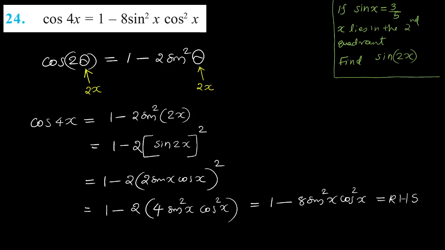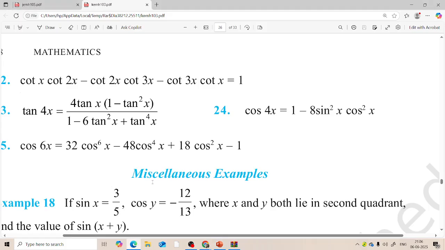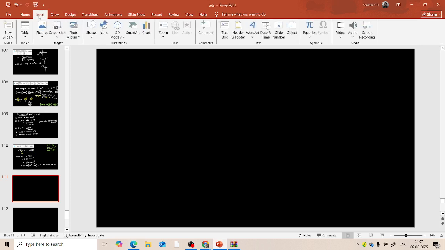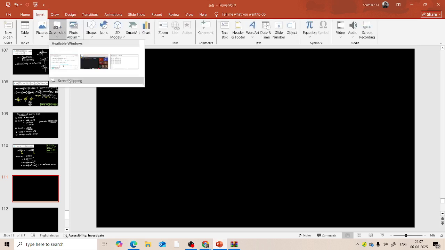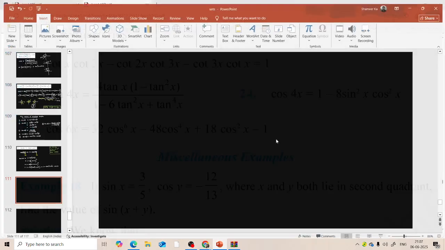Shivani and Fadil, if you get time in the class, you can try this. Send me the answer on WhatsApp. Then let me discuss the next problem. Cos 4x I discussed. Now let me discuss the 25th question. Only this type of question will be asked. It is a show that question.